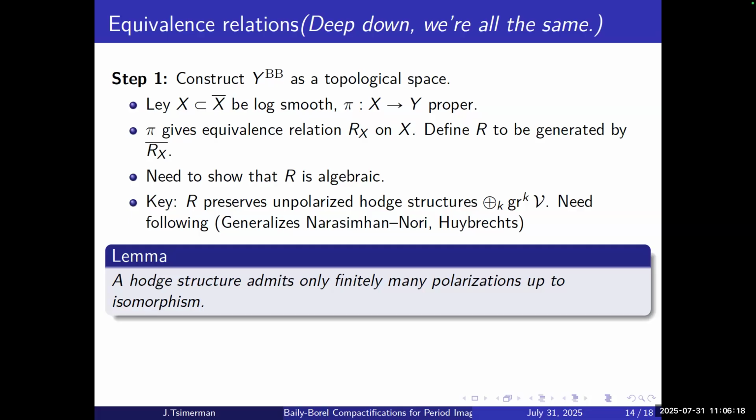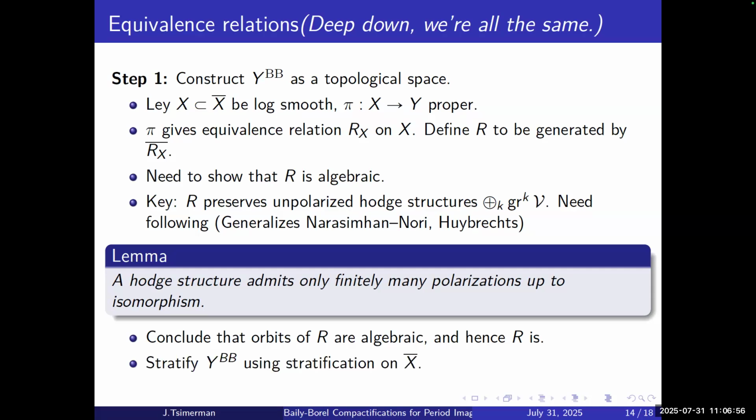Okay, so the trick is that R preserves unpolarized Hodge structures at the boundary. Again, the polarization is a subtlety, but the unpolarized Hodge structure is preserved, you can show. And then we have this lemma that generalizes work of Narasimhan, Nori, and Hubrechts for the abelian variety case, in the case of K3s, which is that if you take any Hodge structure, it admits only finitely many polarizations up to isomorphism. Okay? And once you have that, that turns into a statement that the orbits of R individually are all algebraic, and then some algebraic geometry tells you that R itself is algebraic.